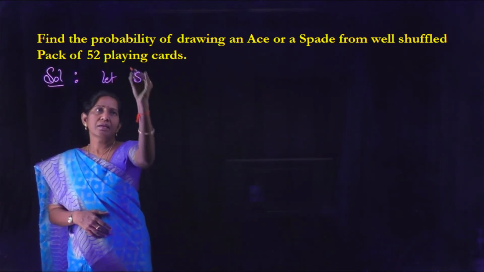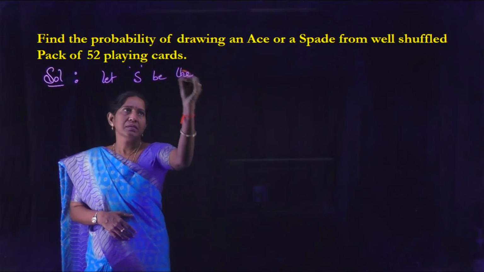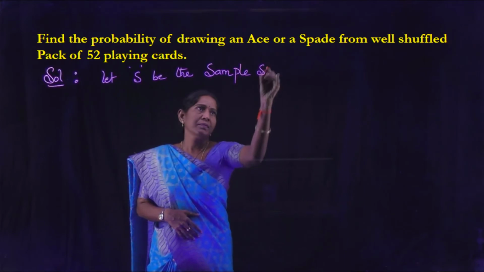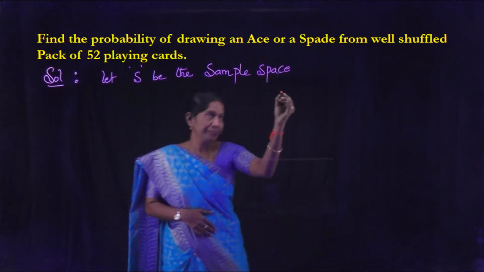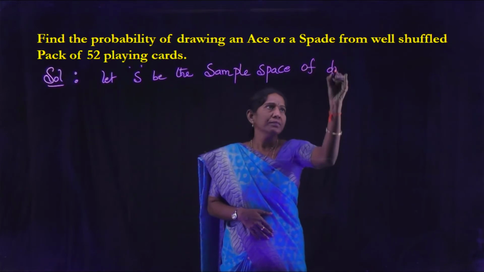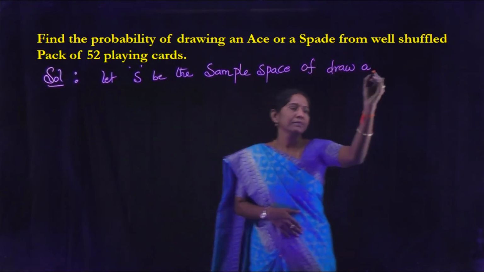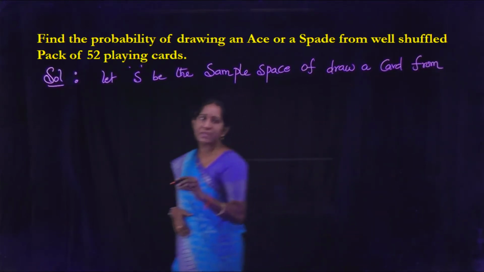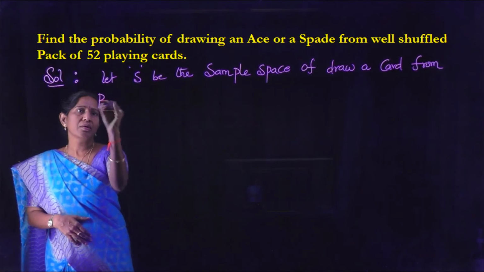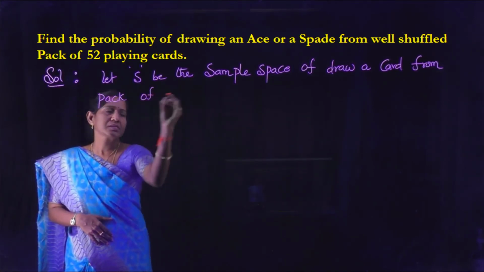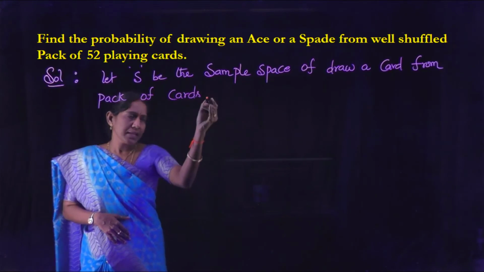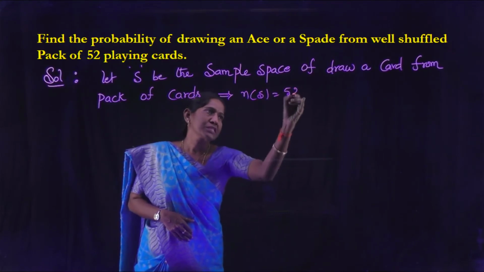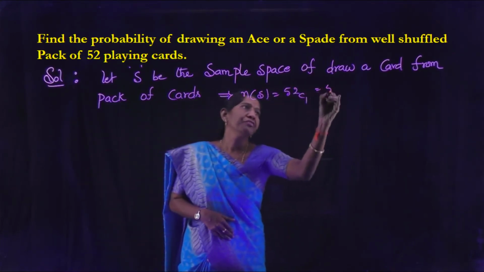Let S be the sample space of drawing a card from a pack of cards. That implies N of S is 52C1, that equals 52.